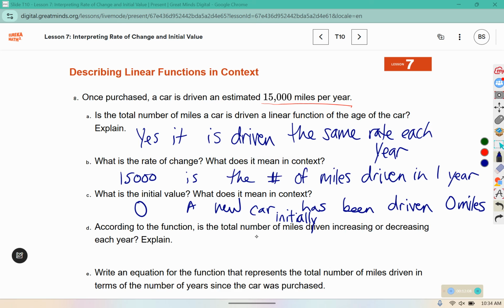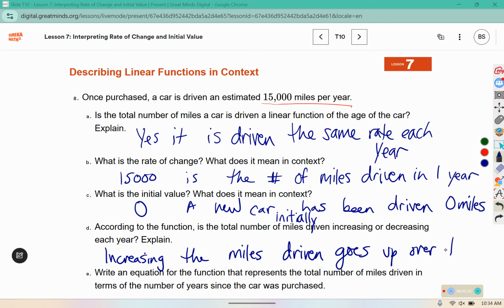According to the function, is the total number of miles driven increasing or decreasing each year? This would be increasing because we are adding miles to the car. Write an equation for the function that represents the total number of miles. It's going up at a rate of 15,000, and it starts at 0. The slope and the y-intercept, the rate and the initial value.